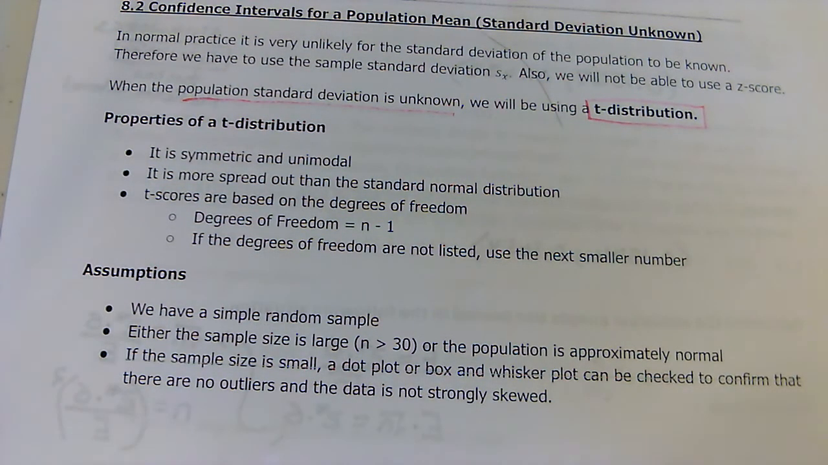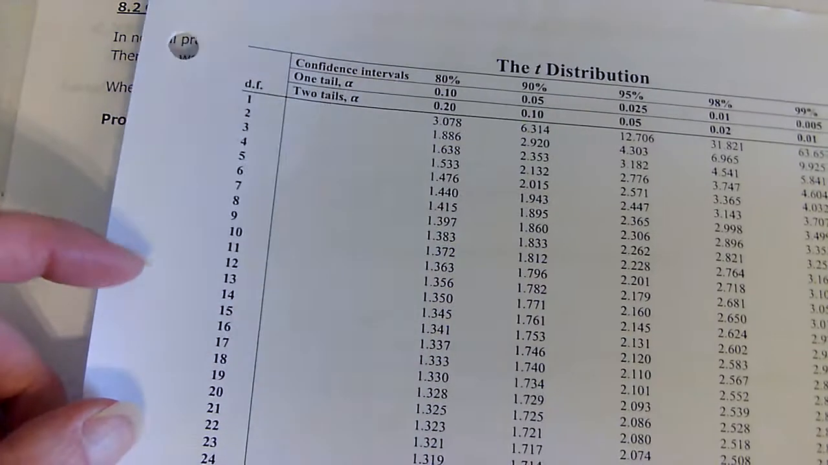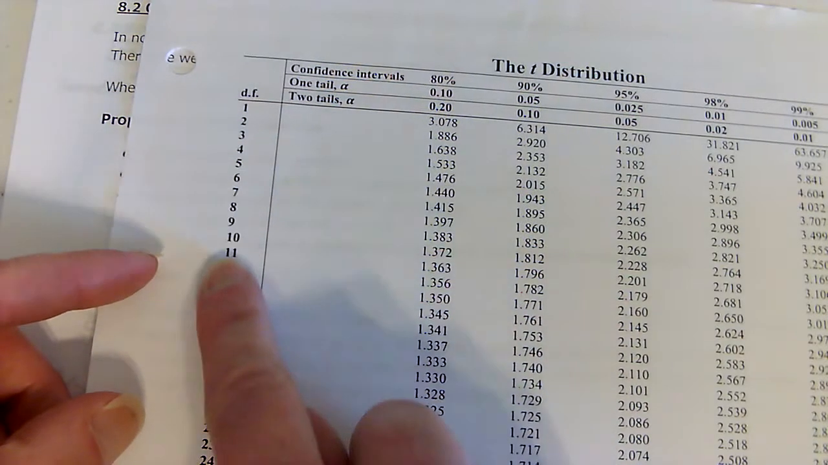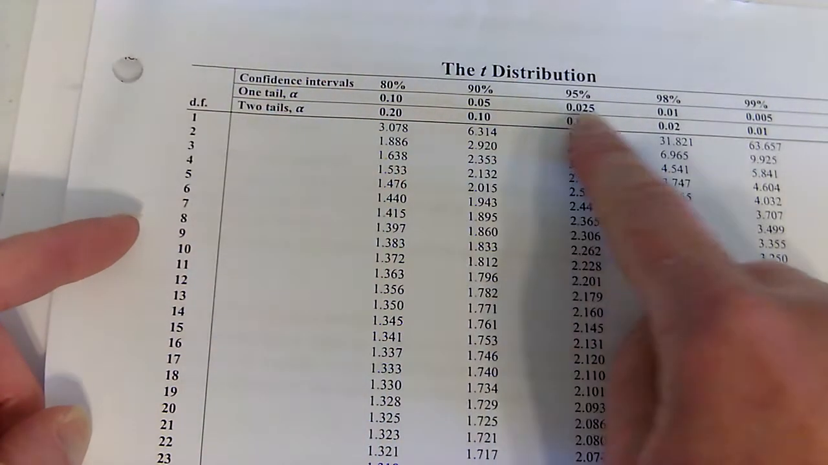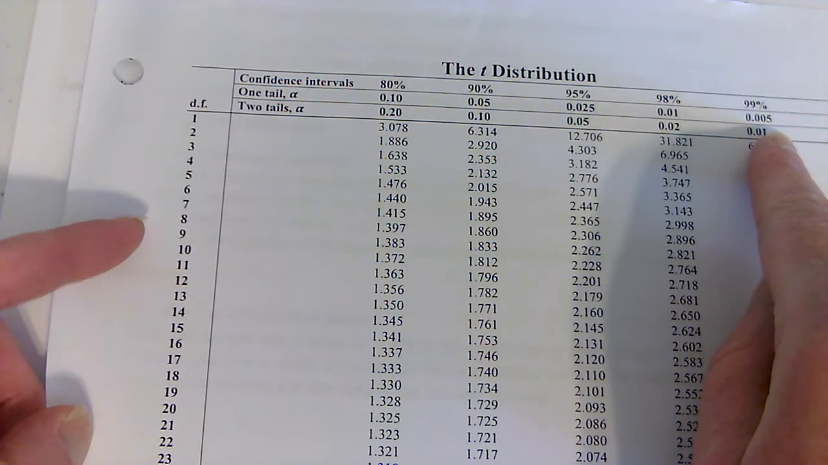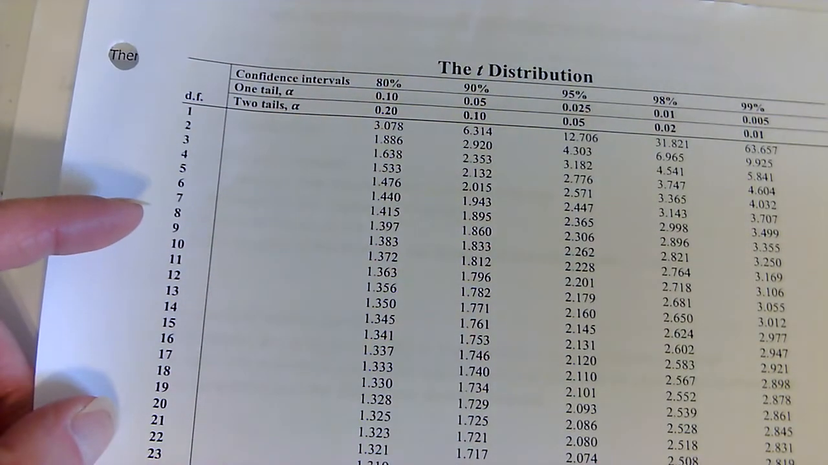Now, you can use a table to find your t-score. And I'll show you what that table looks like. We'll also learn how to do this with the calculator. So on a table, which I believe I've posted online, your degrees of freedom are listed on the left. Your confidence intervals, the most popular ones, are listed on the right. And the t-scores are given here.